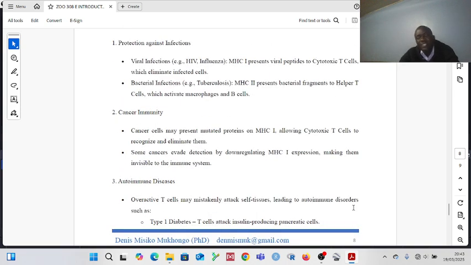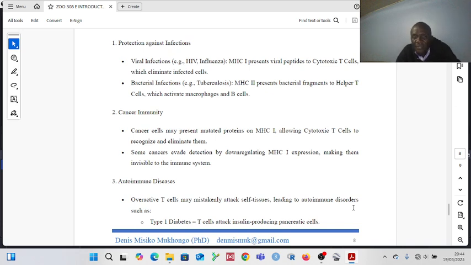The other importance is in cancer immunity. Okay, so cancer cells may present mutated proteins on MHC class 1. If a protein is mutated, the immune system will recognize it as a foreign antigen. Then that protein will now be eliminated.